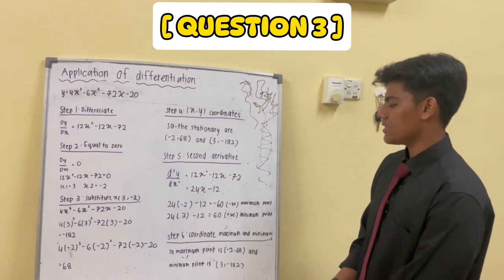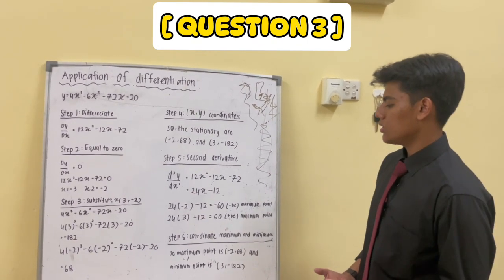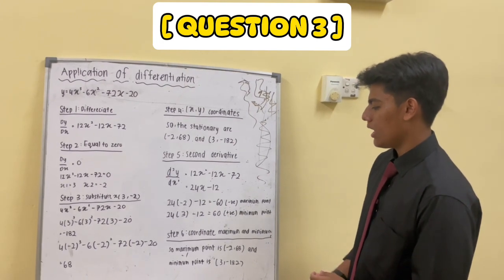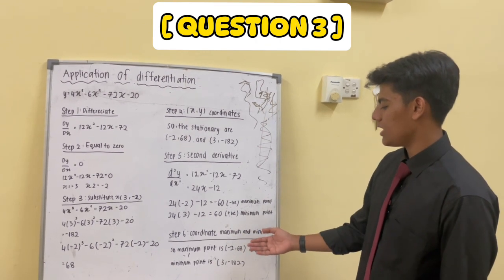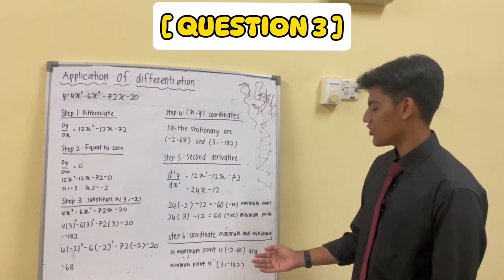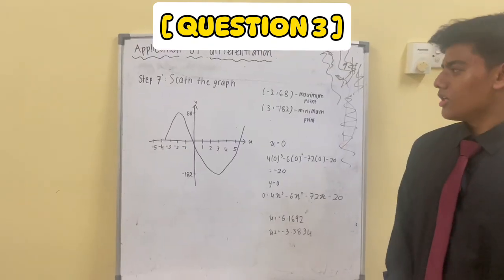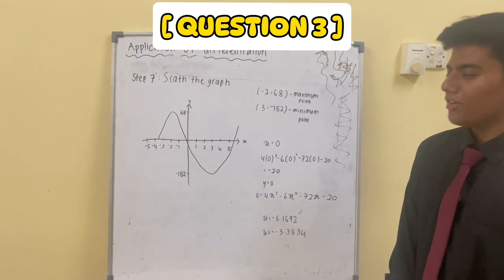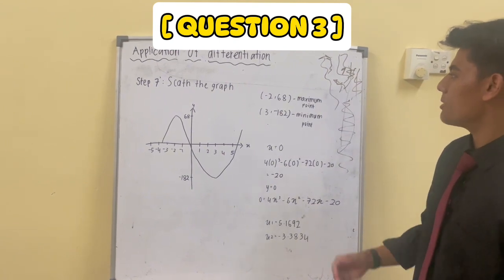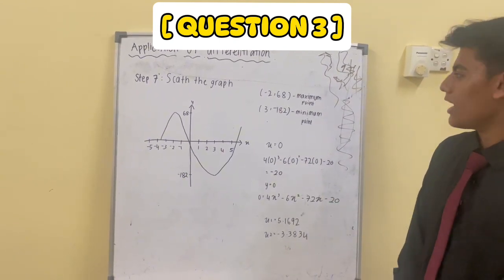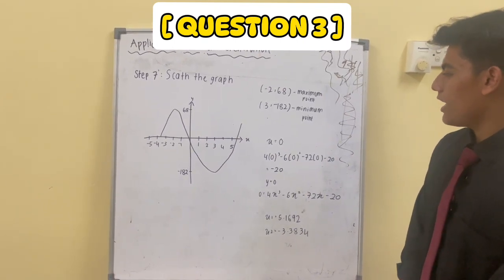So move to step 6, which is we have to state the coordinates of the maximum and minimum points. So the maximum point that we got just now is negative 2, 68, and the minimum point is 3, minus 182. Okay, so the last step is to sketch the graph. So this is the maximum point and this is the minimum point. The maximum point is minus 2, 68 and the minimum point is 3, minus 182.